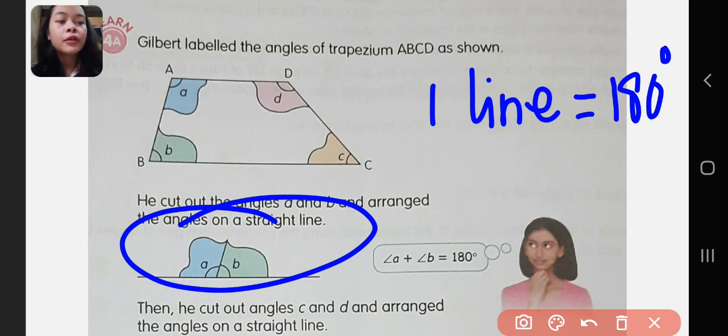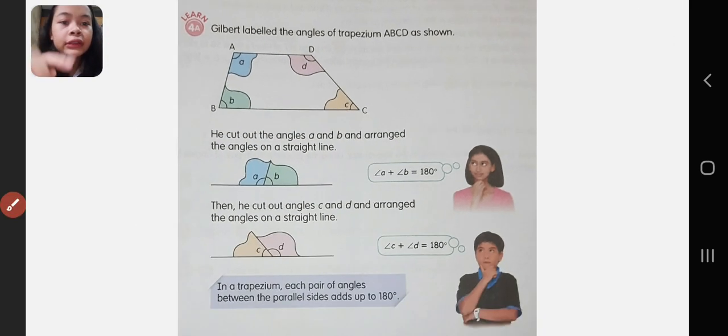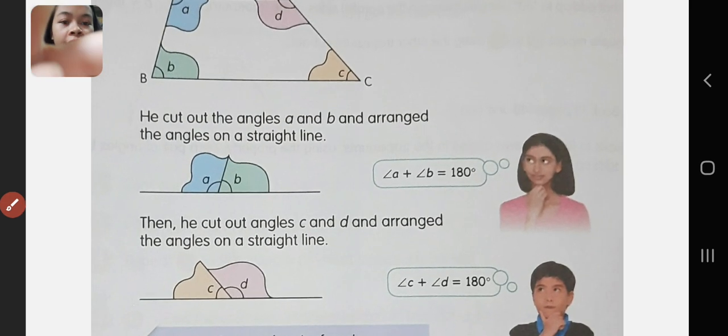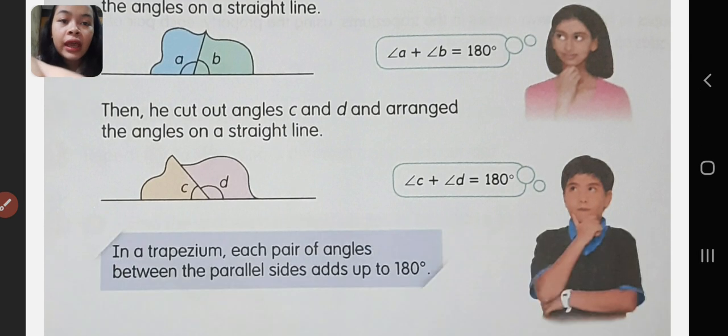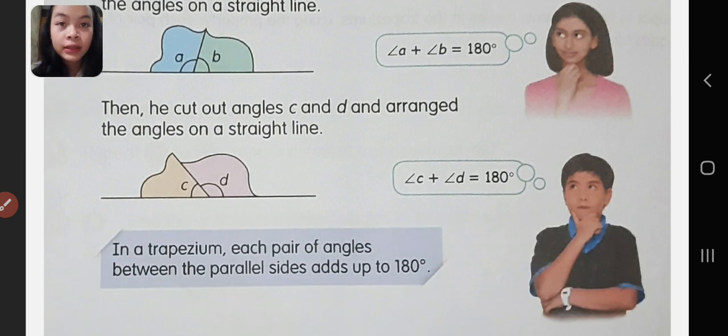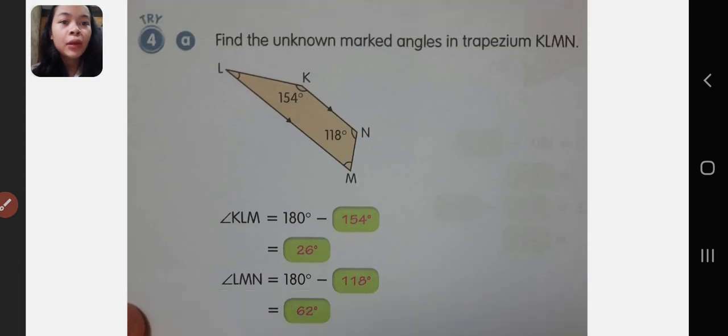Then he cut out angles C and D and arranged the angles on a straight line. C and D is also 180 degrees. So in a trapezium, each pair of angles between the parallel sides add up to 180 degrees. Then we move on to an example of the question.